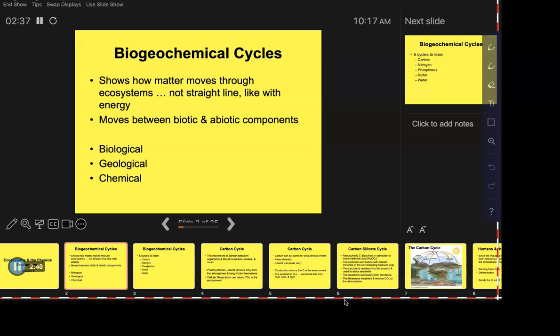So biogeochemical: biological, geological, and chemical. Just string all those words together and make a new one. Biogeochemistry is, in fact, a class that can be taken. Junior, senior level stuff.